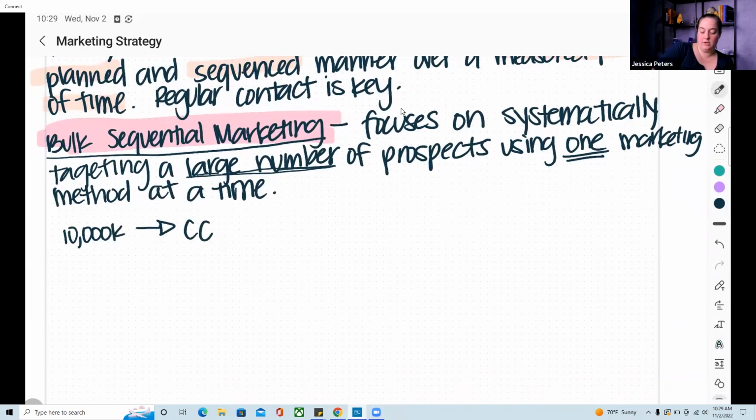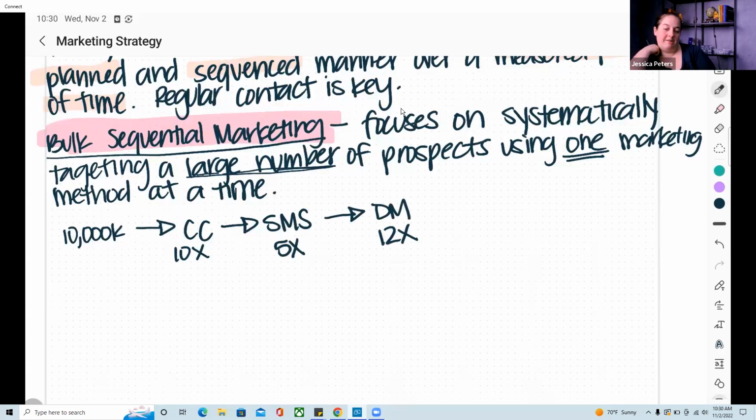When we do that cold calling campaign, maybe we're going to cold call them 10 times in a row. And then the ones that we haven't made contact with, we're going to send them into an SMS campaign. Maybe we do that 5 times. The ones we don't make contact with, we're going to send them into direct mail then. And maybe we send direct mail 12 times if you're doing like once a month for a year, for example.